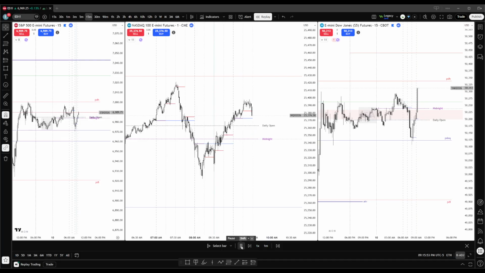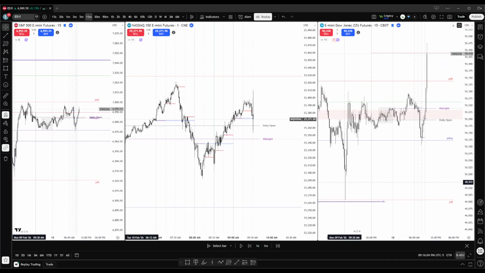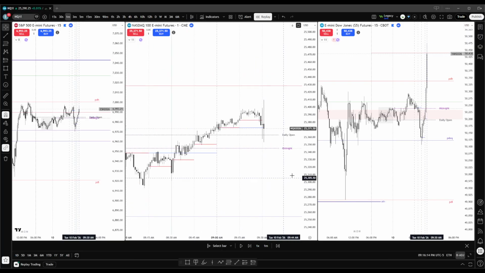So here's 30. I want to pause it real quick because Tuesday at 8:30 we had news. Oh, that was the 6-page move. Okay, so let's look here. 9:30. We're consolidating. We don't do anything.